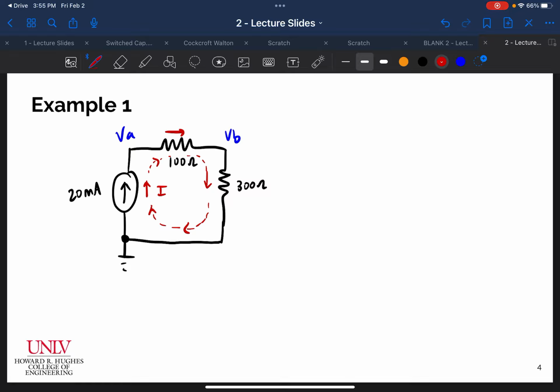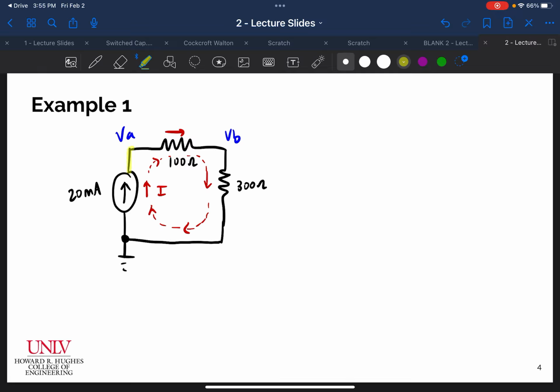Let's break this up into the nodes that are present in my circuit. I think it's a good practice to really make sure we know what nodes we're working with and what node voltages we know to begin with. And I think that makes the analysis process quite a bit easier.